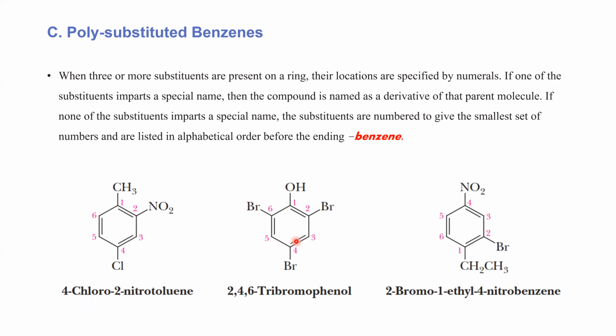So the second one is where there is an OH, and we know the hydroxyl substitution on the benzene ring is termed as phenol. So we will use that phenol as a parent name.